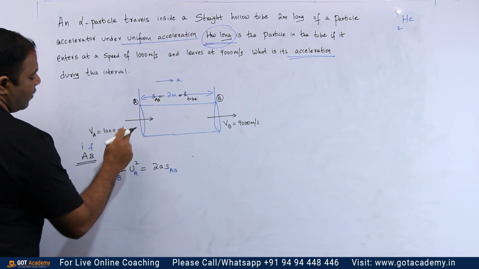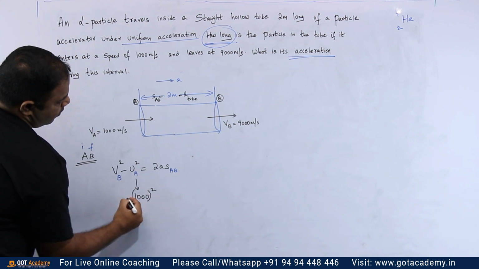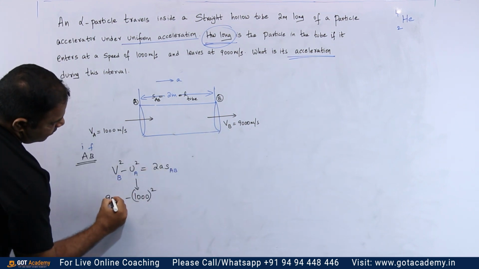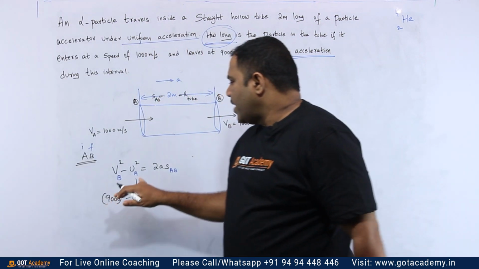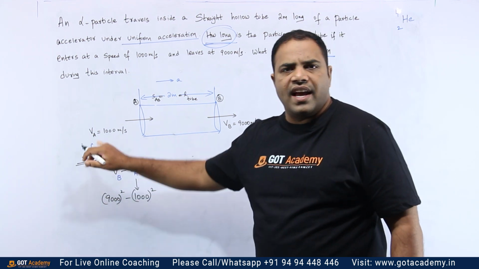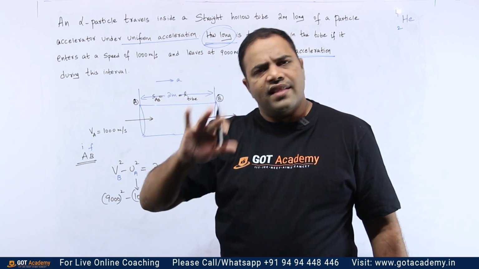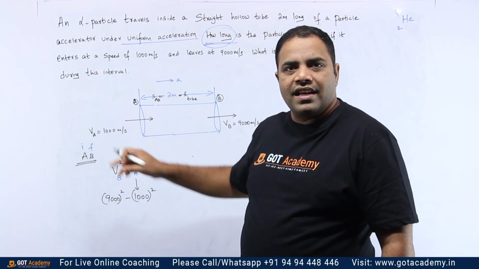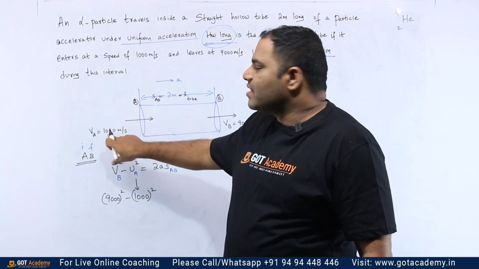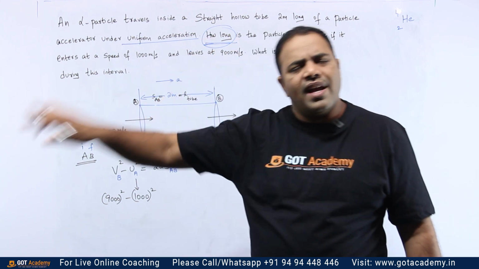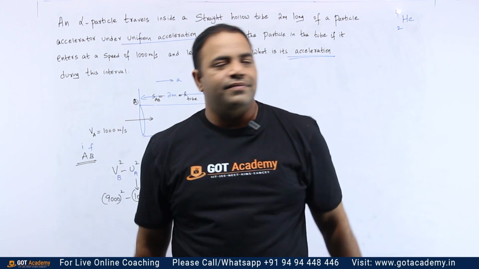It was clearly mentioned that velocity at point A is 1000 and velocity at point B is 9000. One more thing, children, don't get confused. Here I am writing u_A and here it was given v_A. You may feel that u stands for initial and v stands for final, that's okay, but still what matters is the velocity at that point. So velocity at point A is 1000. Whether it is initial or final is secondary. Set your mind like that.